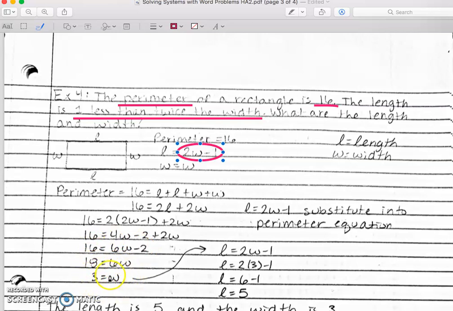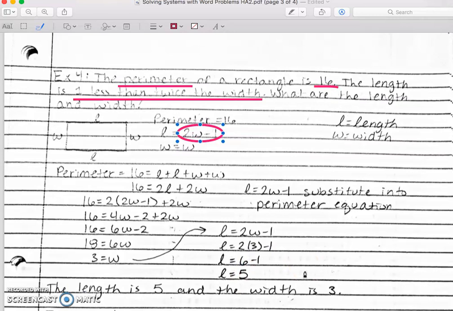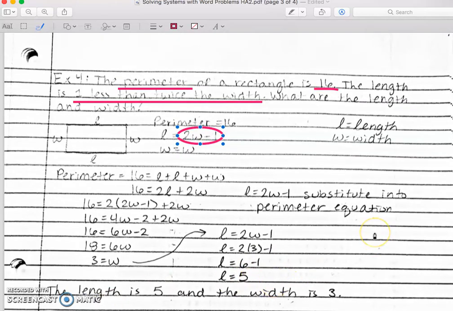I take that width is equal to 3, and I'm going to plug it back into this length equation right here because it's already solved for L, which will make it so much easier to work with. So I take it and I plug it in. I get 2W minus 1 is 2 times 3 minus 1, which is 6 minus 1, which is 5. So the way I would write this as a solution is the length is 5 and the width is 3. I don't have units, so I can't put any units in my answer.